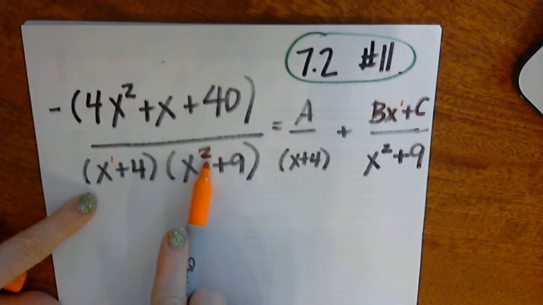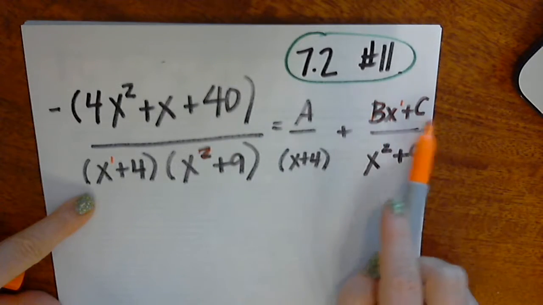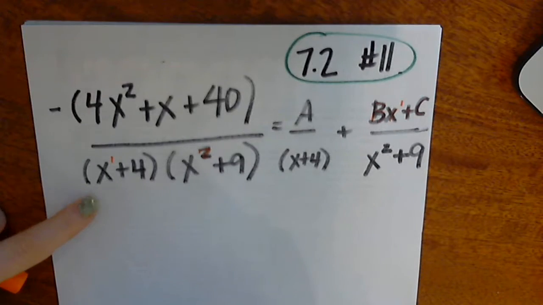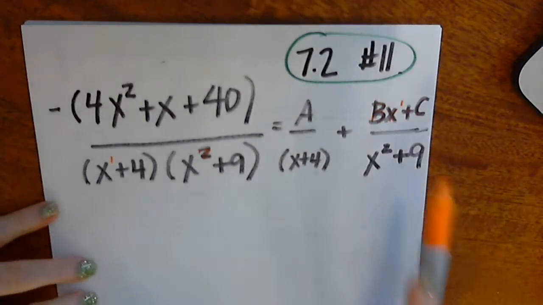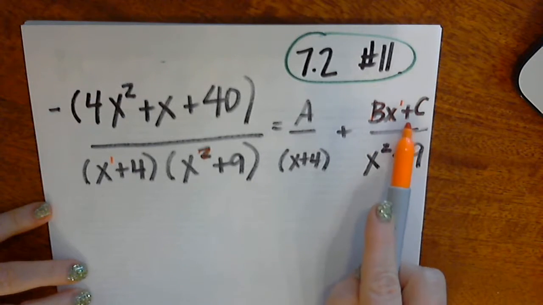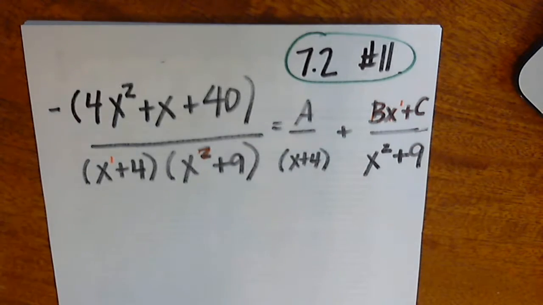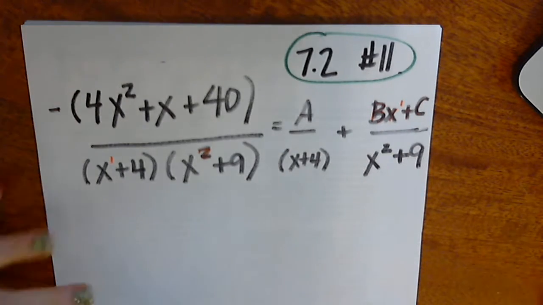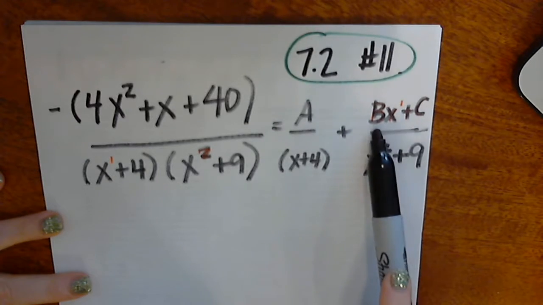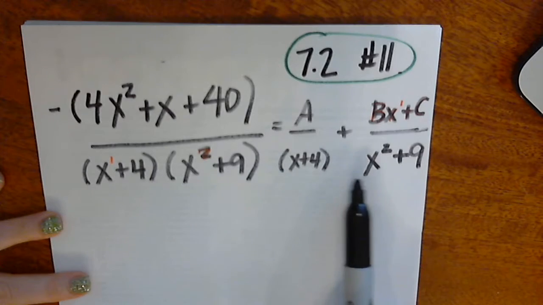So whenever you have just an x, you just need a letter. If you have an x squared, you need a Bx plus C. If you want to do Dx plus F or something like that, it doesn't matter, but it has to be a letter to represent the coefficient in front of your x plus just a constant that's by itself. Now the first thing that we need to do is figure out what our A, our B, and our C are.